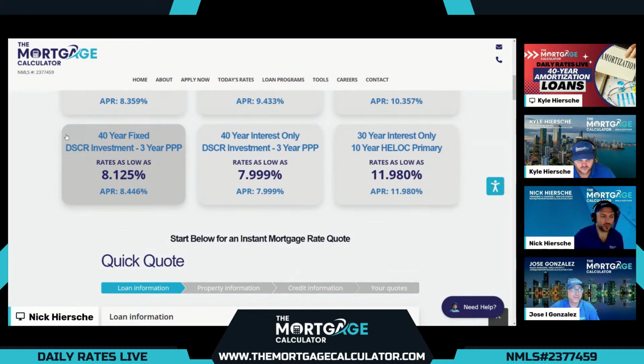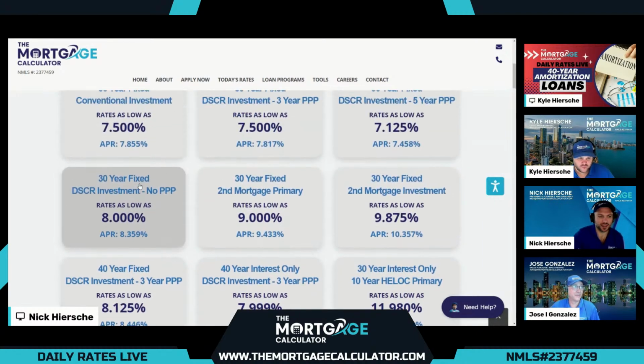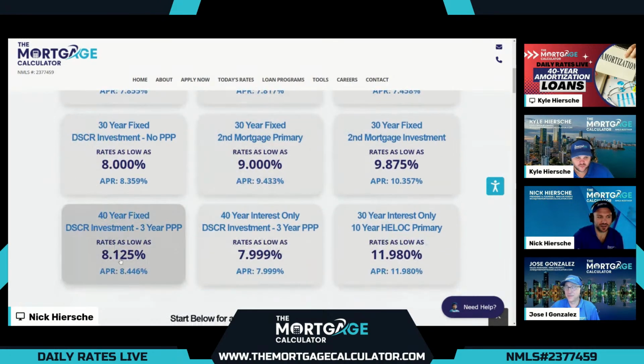So Jose is going to go over some 40-year options, which we have a few showing on this page. So our 40-year fixed option for DSCR, 3-year prepayment penalty, rates as low as 8.125. So obviously when we go 40-year, that's a little bit higher than the standard 30-year that was right here. A little bit higher rates, 8.125 rate for our final APR 8.446. And our 40-year DSCR interest only. So this is what Jose is going to talk about, the difference between these, right? Very different products there, but a slight nuance. But this one comes in as rates as low as 7.999 and final APR 7.999 there.